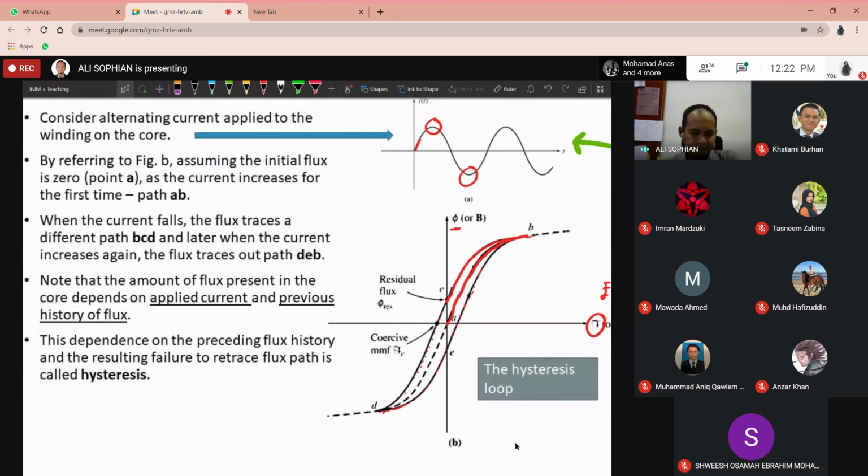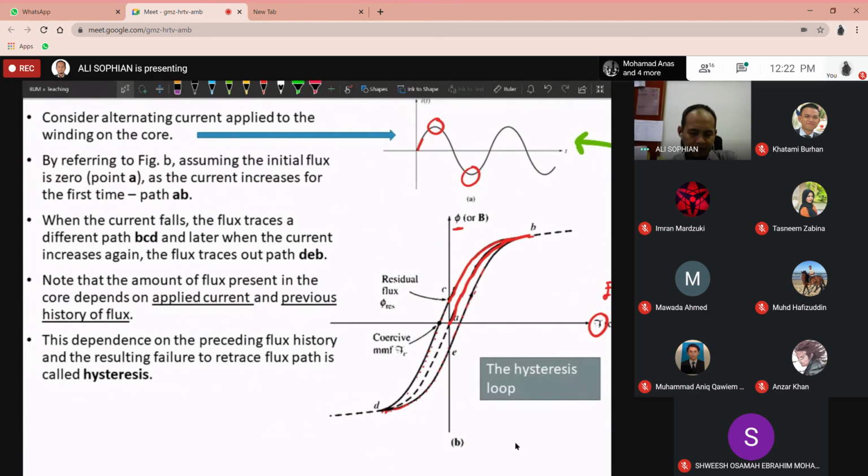Right. Okay. So this hysteresis, the difference of paths, means that there is an area in the middle between the two paths, and the larger the area, the larger the hysteresis losses. Why? Because, for example, if you take this point C, let me just clean it up first.